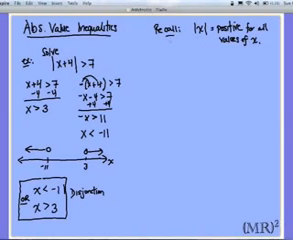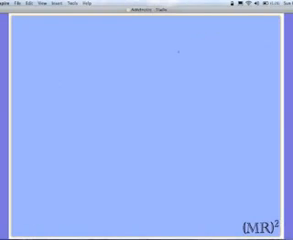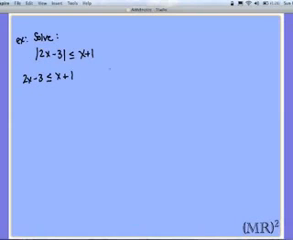So doing another one, let's take, for example, and let me get a fresh slide. Suppose we have to solve the inequality absolute value of 2x minus 3 is less than or equal to x plus 1. And that tells me either I can have 2x minus 3 is less than or equal to x plus 1, or the negative of 2x minus 3 is less than or equal to x plus 1.